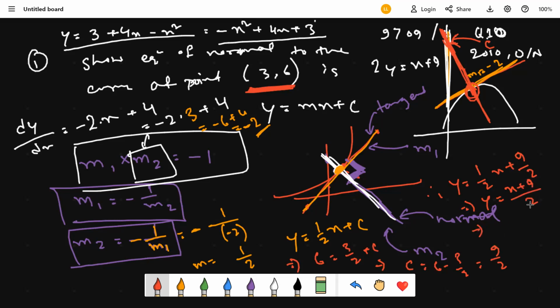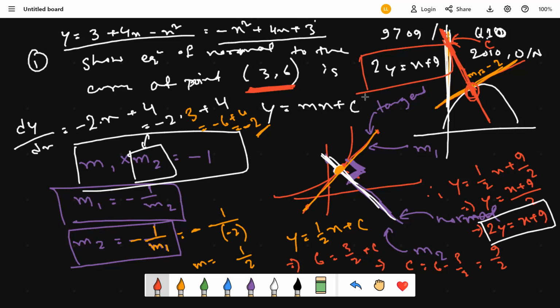Finally, we can bring the 2 to the left side. That means multiplying by 2, y becomes 2y equals x plus 9. And finally, we have our equation here, which is the same as this equation. So that means it is shown. It's proof that the equation of the normal is actually this.